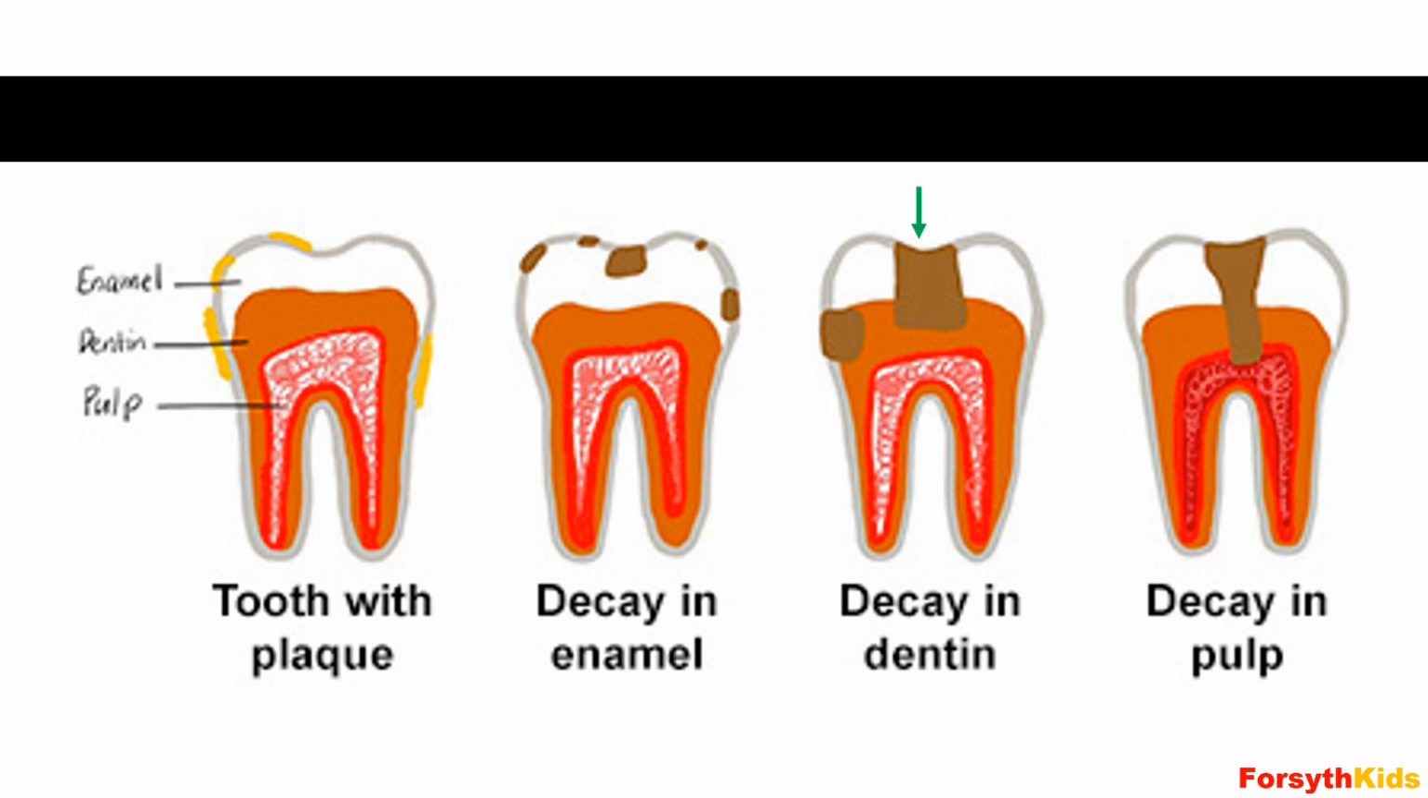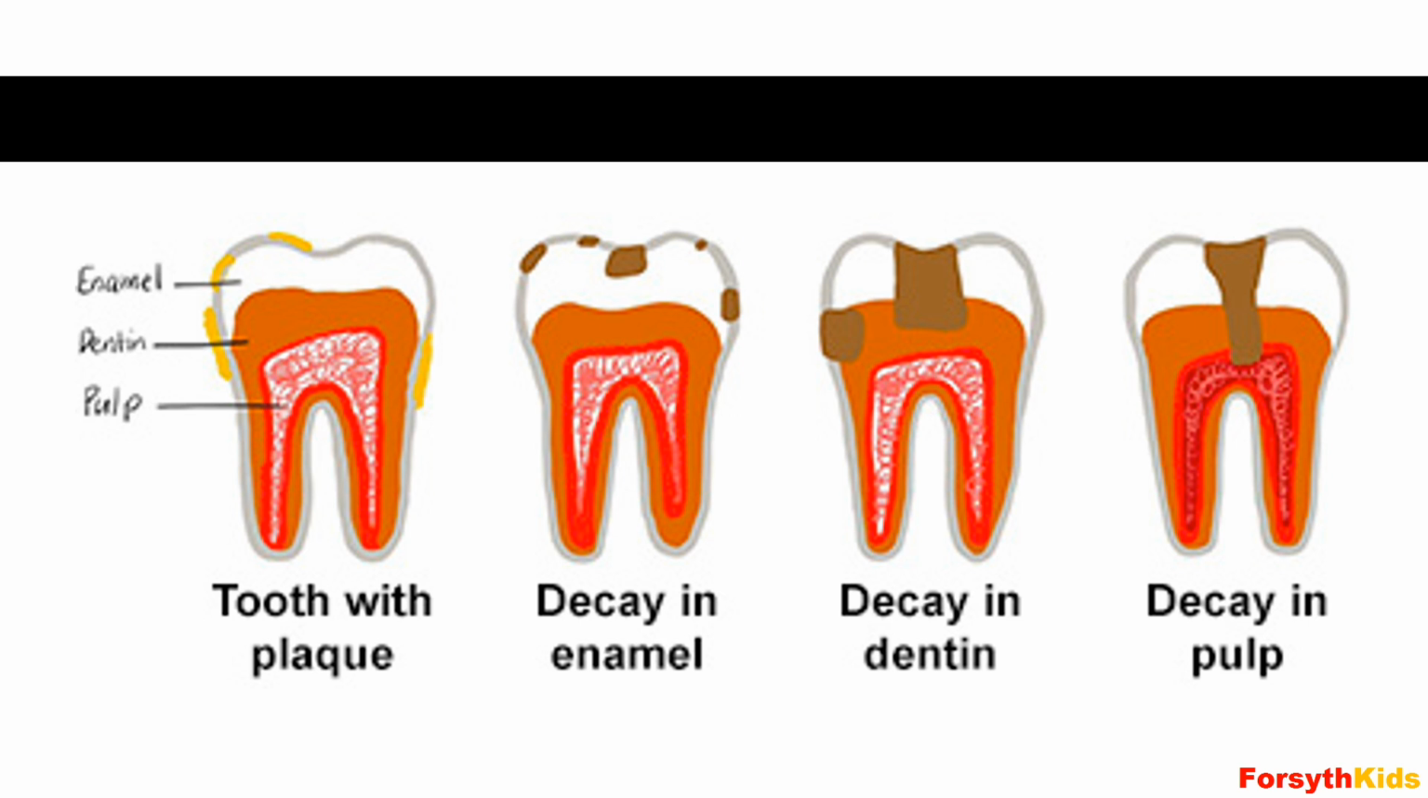The next tooth has cavities that are in the dentin layer, or the second layer of the tooth. Sometimes these cavities won't feel anything, sometimes they're sensitive, and sometimes if they're big cavities, they can start to hurt. And on the last tooth, you see a cavity that has gone through all the layers of the tooth to the pulp. This is a cavity that would most likely hurt or cause an infection.